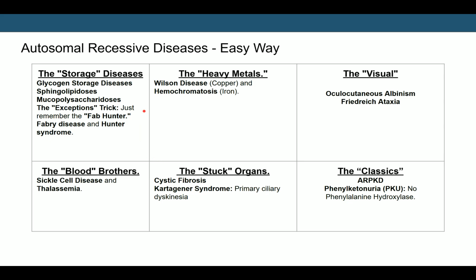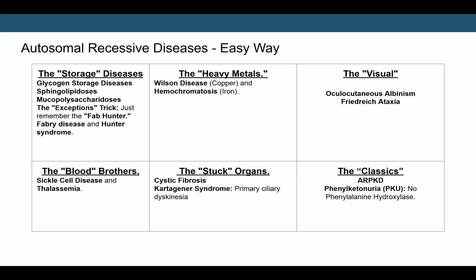So we will first get started with the storage diseases. First one is going to be the glycogen storage diseases. So here you cannot break down glycogen, it's going to be stored. For sphingolipidoses, you're going to store lipids. For mucopolysaccharidosis, you're going to store sugars. And for the exceptions, you just have to remember the word Fab Hunter.